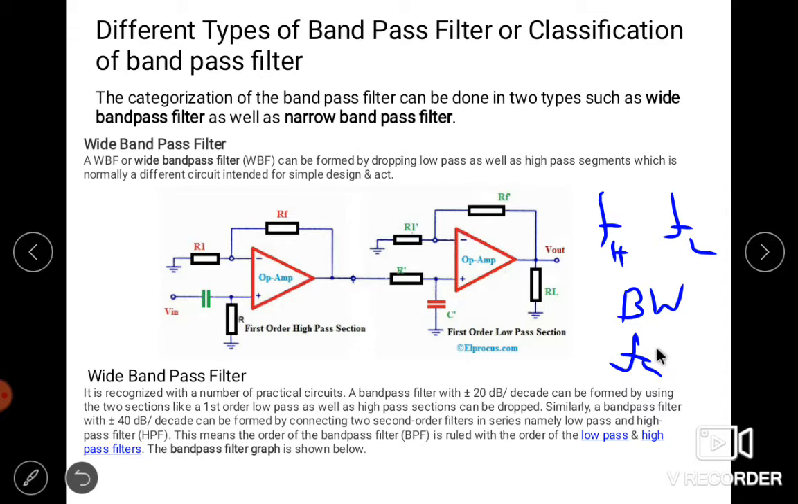There are basically two types of band pass filters, which I have already told you earlier: the wideband pass and the narrow band pass filter. Unfortunately, there is no set dividing line between the two. However, a band pass filter is defined as wideband if the figure of merit, or the quality factor Q, is less than 10, while if the quality factor is greater than 10, it is called the narrow band pass filter.